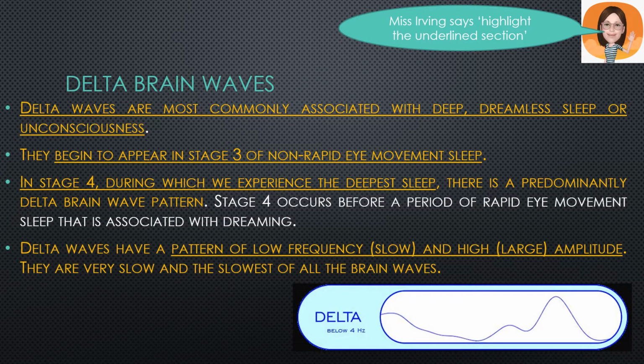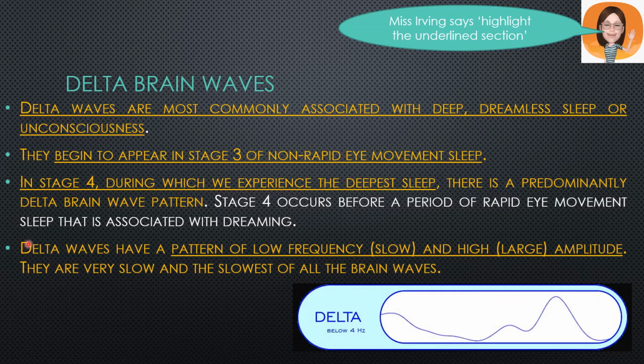Alright, delta brainwaves are usually to do with sleep. I'm going to teach it anyway, just in case. So they begin to appear in stage 3 of non-rapid eye movement sleep. In stage 4, during which we experience a deeper sleep, there is predominantly delta brainwave patterns. The delta waves have a pattern of low frequency, slow, and high, large amplitude. They're very slow and the slowest of all the brainwaves. And that's because you're not as aware and alert to everything else that's going around you. It's the least alert out of all of them.